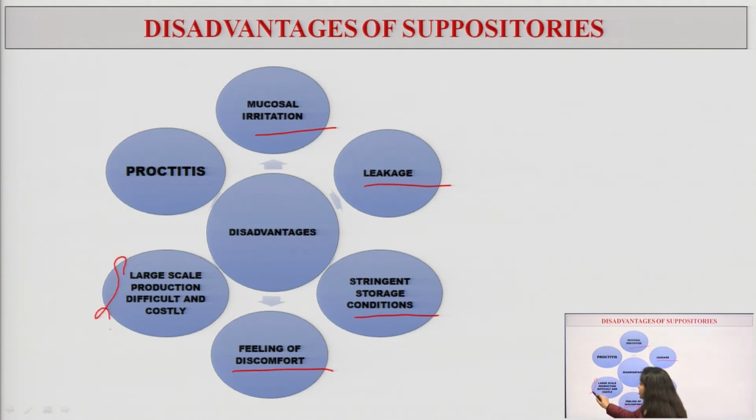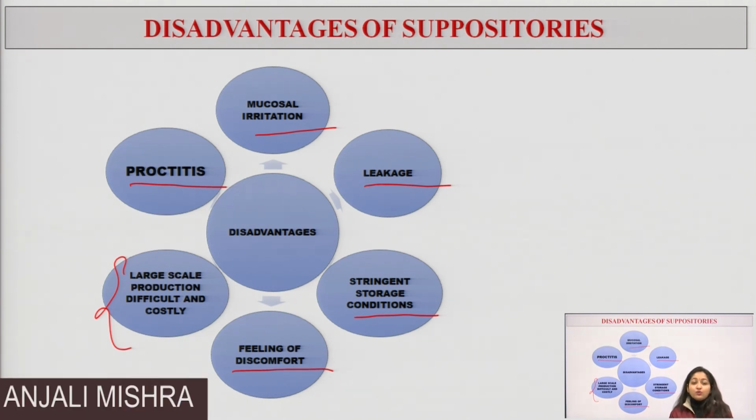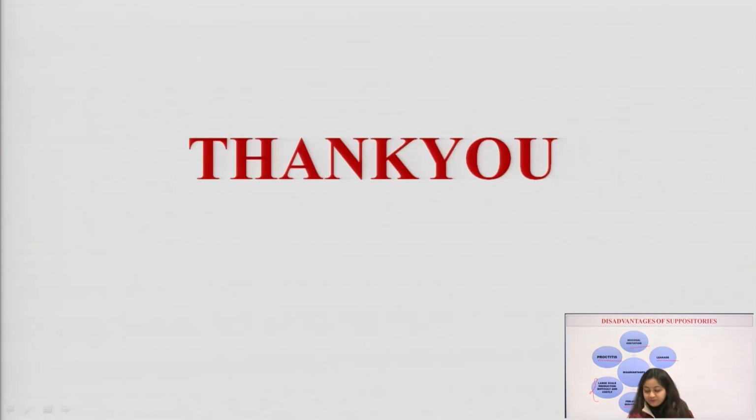Then, large scale production is very difficult and costly. So it is an expensive thing, and this is another disadvantage of suppository. Then, concluding, proctitis is another phenomenon that causes inflammation of the rectal tissue. For example, for constipation, if we are inserting the suppository again and again into the rectum, that is going to produce inflammation of the particular tissue. Hence, it may develop. So these are some of the disadvantages of suppository.